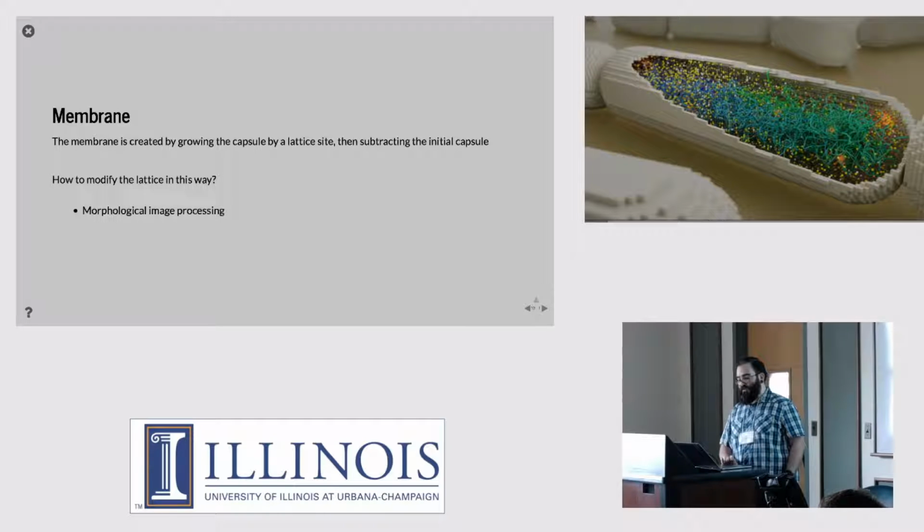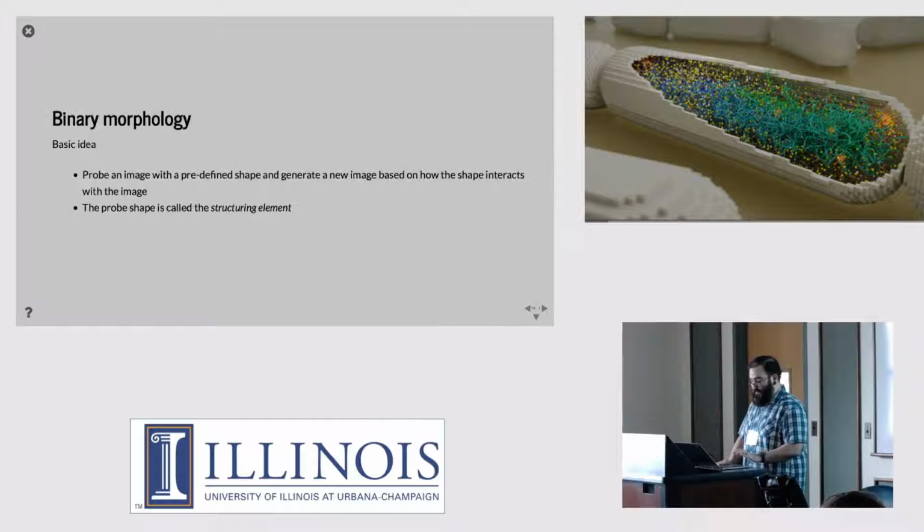So the way that we do this is using these morphological image processing techniques. So the basic idea of morphological image processing, at least in terms of binary images, is you have some sort of probe, and this is like a smaller image. I'll get to that in a second. And this probe is traced across the image in all coordinates, all pixels of the image. And the way that it interacts with the image that's being probed defines a new image that you work with. So this probe shape is called the structuring element.